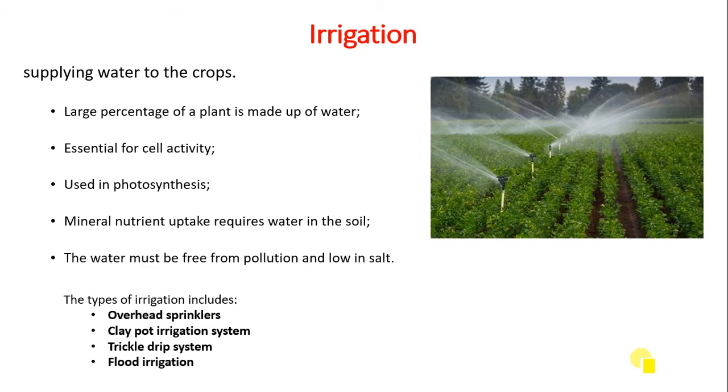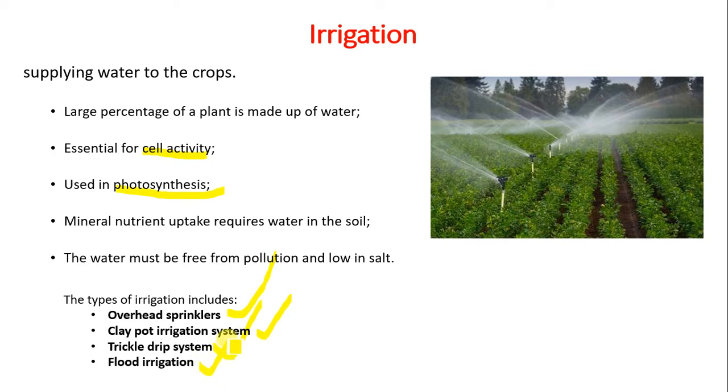So irrigation simply means supplying water to the crop. That's what irrigation is. It has to do with supplying water to crops. Now, a large percentage of a plant is made up of water, which is essential for cell activities, is used in photosynthesis, and mineral nutrient uptake requires water in the soil. So the water must be free from pollution and low in salt content. Now, the types of irrigation include overhead sprinklers, clay pot irrigation system, trickle drip system, and flood irrigation.